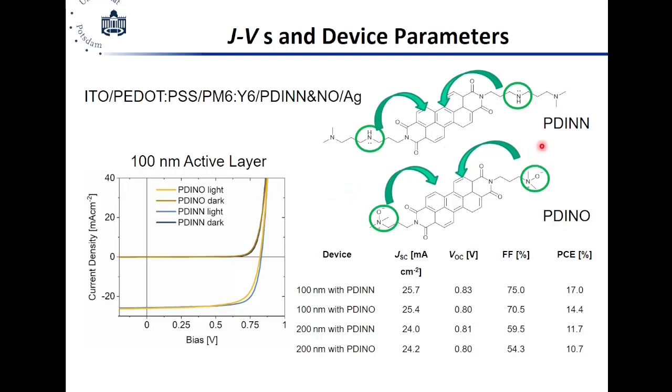Nevertheless, switching to PDNN increases the efficiency noticeably. This increase in the efficiency is due to the higher fill factors and higher VOC values for both 100 nanometer and 200 nanometer active layer thickness.